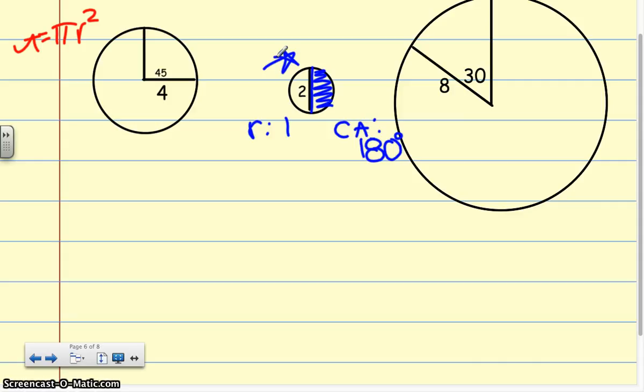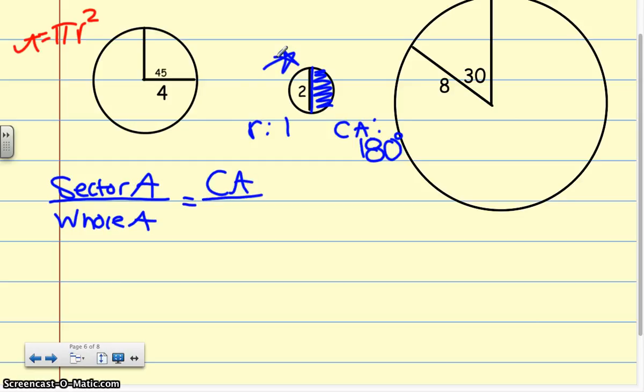Create our proportion. Again, our generic proportion, we would have the sector area is to our whole area, as our central angle is to our whole, or 360 degrees. Doing the part is to whole as part is to whole. Okay, so my sector area, I don't know, that's x. I'm always going to define that as x. Is to the whole area of that circle, pi r squared.